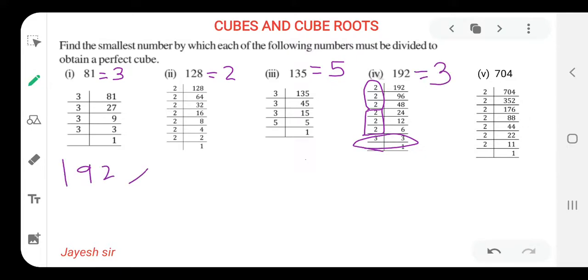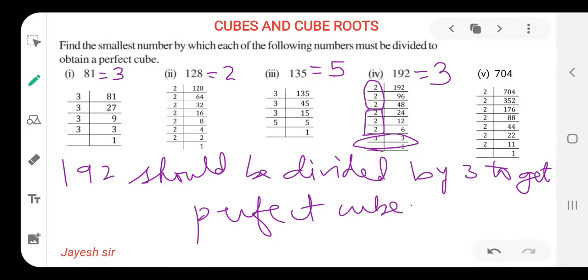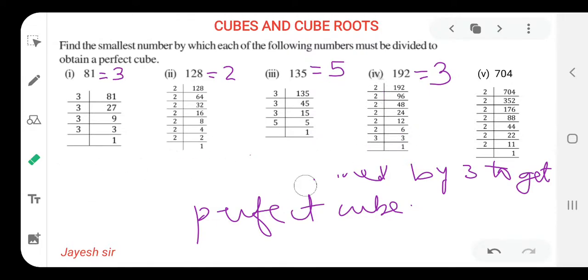192 should be divided by 3 to get a perfect cube. I hope you all might be getting it. These are the easier type of sums, friends. I hope you all might be getting it and you won't be facing any problem in understanding it.